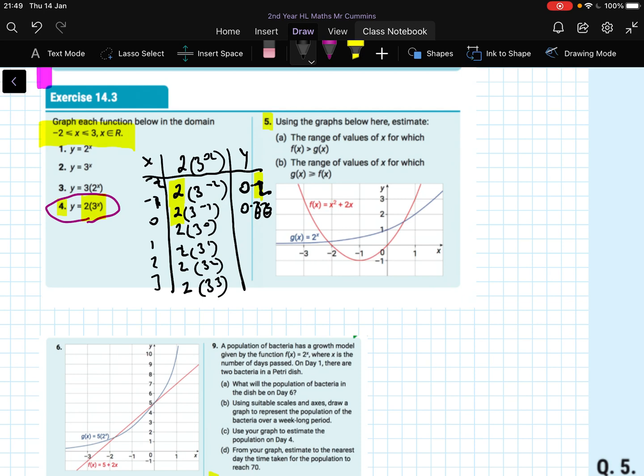3 to the power of 0, anything to the power of 0 is 1, so 1 by 2 is just going to give us 2. 3 by 2 is going to give you 6. 3 squared is 9 by 2 is 18.